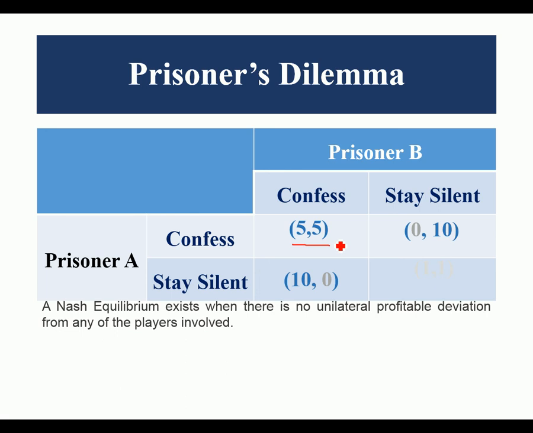A Nash equilibrium exists when there is no unilateral profitable deviation by any of the players involved. That is, there is no deviation from this strategy by prisoner A and prisoner B, because they lack trust between them, so they will never both choose to stay silent. And the strategy of confessing by one and staying silent by the other is never chosen, because it is a curse for one of the players and a boon for the other. So the optimal strategy is for both to confess.